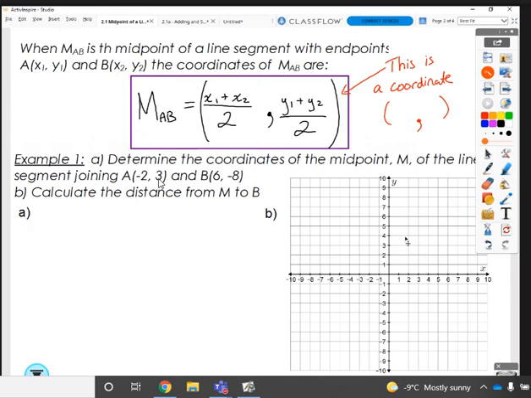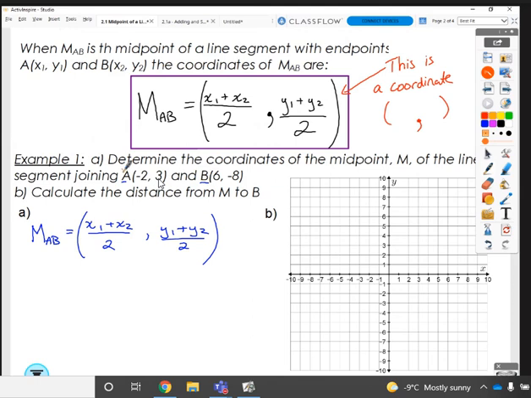So we want the midpoint of this line segment AB. We'll start off by first calculating that using the formula. The midpoint of AB equals (x1 plus x2 divided by 2, y1 plus y2 divided by 2). That's the formula we're going to use here. Now, very similar to the slope formula, remember how we call the coordinates x1, y1, x2, y2? Same idea is going to happen here.